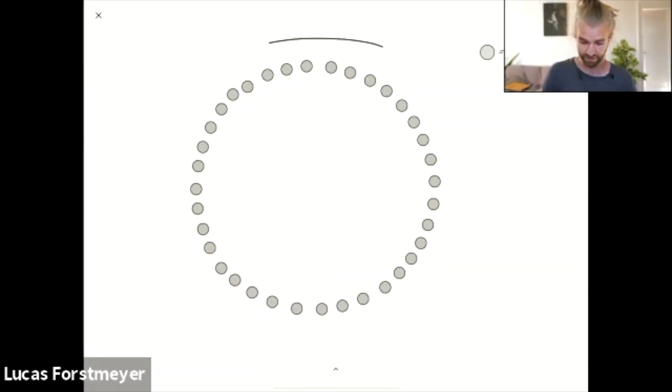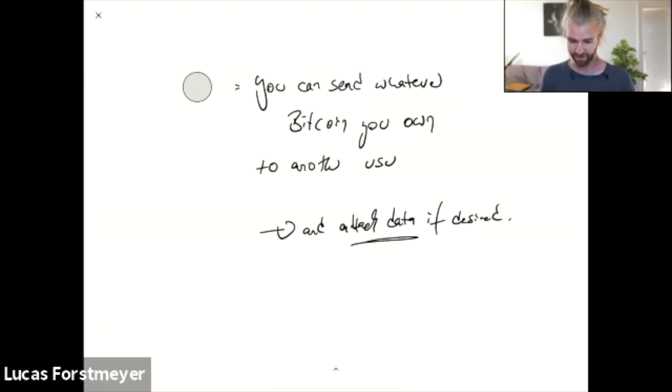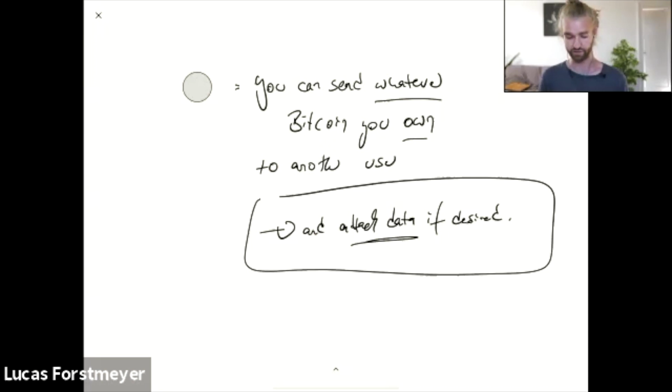Let's focus on the users in Bitcoin. As I said, these are the ones that basically send transactions to each other. The very simple thing would be, you can send whatever amount of Bitcoin you own to another user, and you can attach data to it if you want to. This data can be data about you, your user data. You can send a picture with it. You can even send a video with it if you want to pay ridiculous amounts of money. You can do all of that.